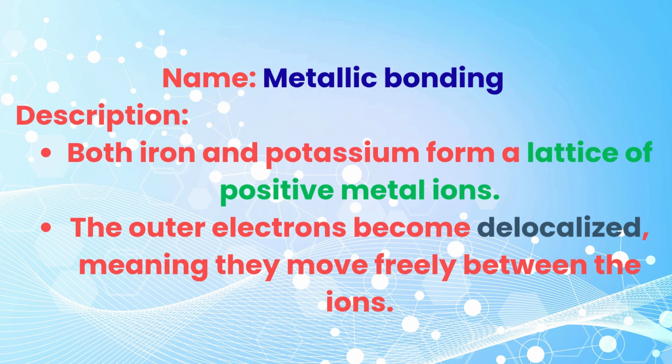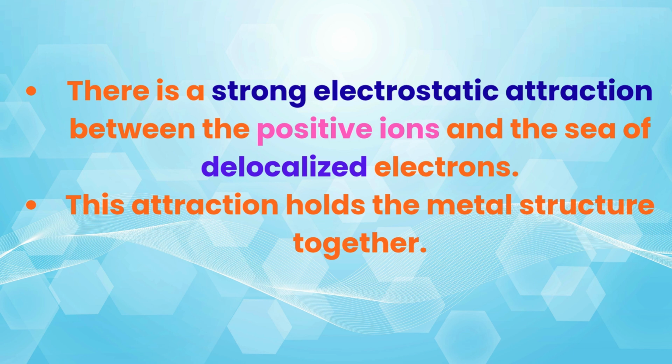Metallic bonding. Both iron and potassium form a lattice of positive metal ions. The outer electrons become delocalized, meaning they move freely between the ions. There is a strong electrostatic attraction between the positive ions and the sea of delocalized electrons. This attraction holds the metal structure together.